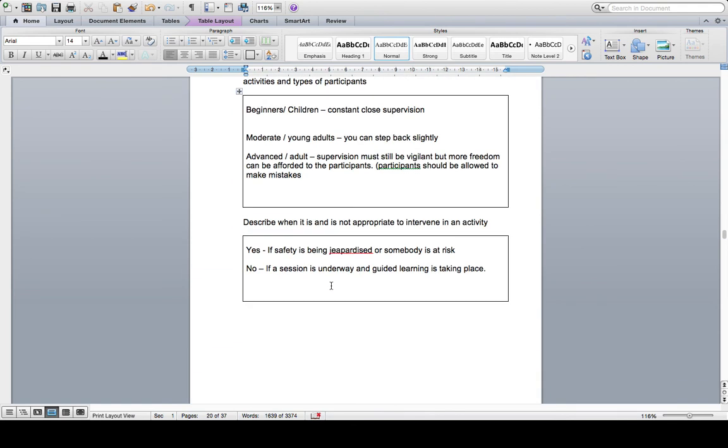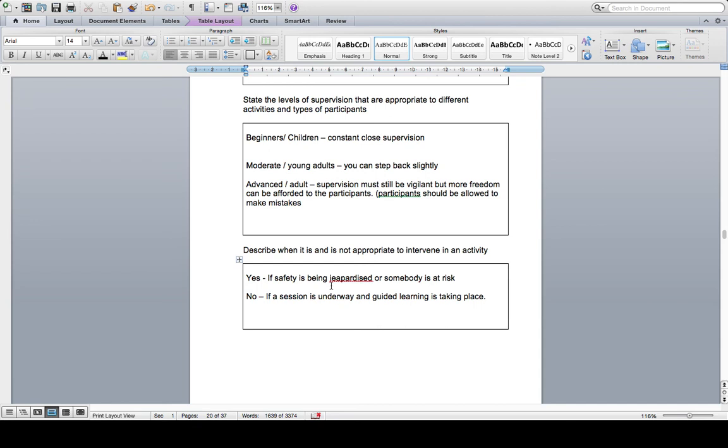So next up, we have got state the levels of supervision that are appropriate to different activities and types of participants. Okay. So beginners and children, especially in a pool situation, constant close supervision. You have to stay exactly on top of them, basically. You need to make sure that you are close by, very close by enough to, if you have to, take evasive action in the pool.